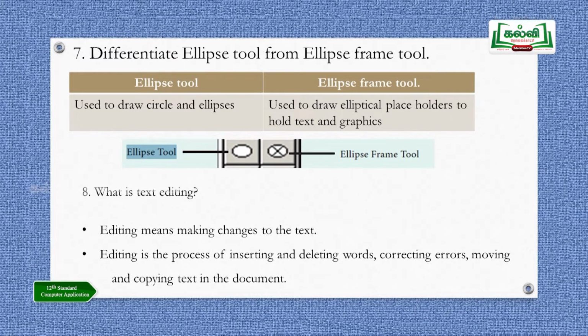Now we move on to the next question. What is text editing? Editing means making some changes to the text. We have typed certain text or we have imported certain text from somewhere else. You may want to make certain changes, for example make it bold, underline it, or make it italic. All these changes that we incorporate inside the text, we call it text editing.